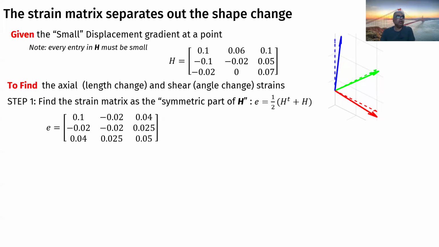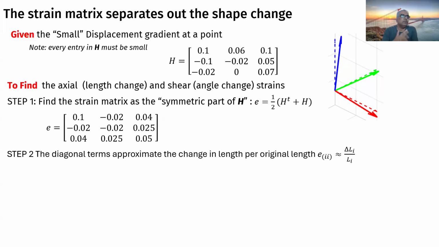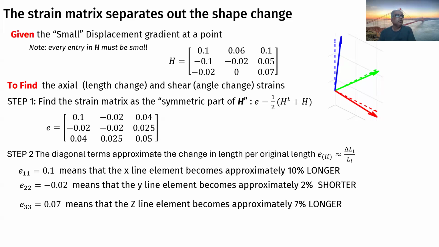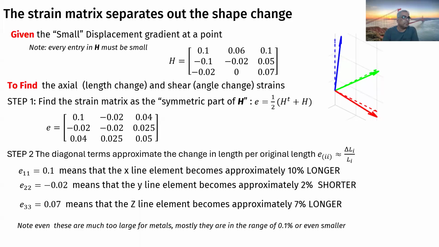We'll show you what we mean. The diagonal terms approximate the change in length per unit length. It's exactly the same as in H. We already discussed this. So E11 equal to 0.1 means the X line element becomes 10% longer. E22 equal to minus 0.02 means that the Y line element becomes approximately 2% shorter. E33 equal to 0.07 means the Z line element becomes approximately 7% longer.